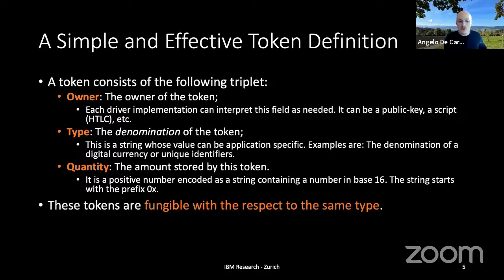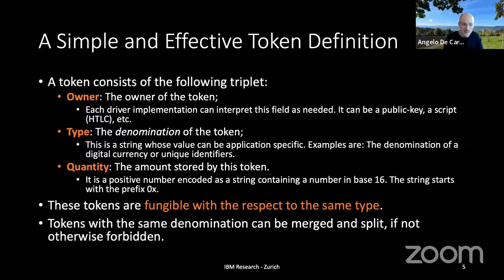So these tokens are fungible with respect to the same type. If you have two tokens of the same type, for you these are fungible. These are representing the same entity. Two tokens of the same type and the same amount are absolutely fungible. You cannot distinguish between them.